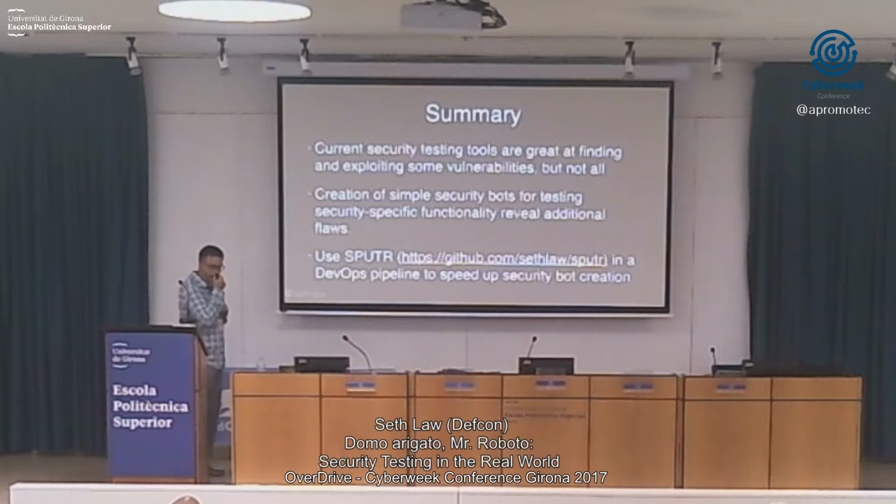All right, any questions? We'll just give a quick summary and I'll be done. The current security testing tools are great at exploitation and finding vulnerabilities, but not at all of them, right? So there's certain vulnerabilities that we want to actually discover that they won't. We can create simple security bots that have the knowledge of developers to actually identify additional flaws and use Sputter in a DevOps pipeline to speed up security bot creation.